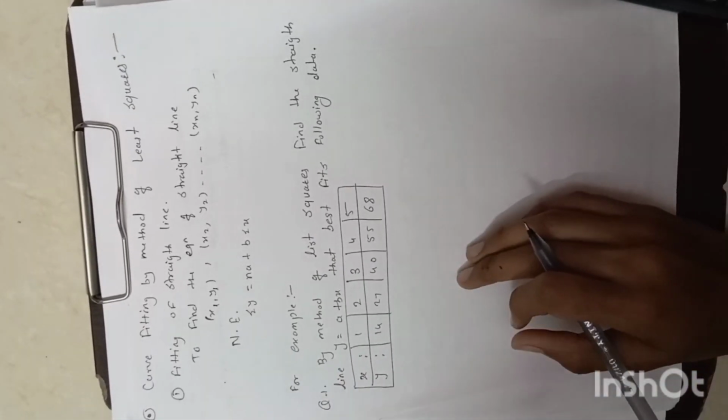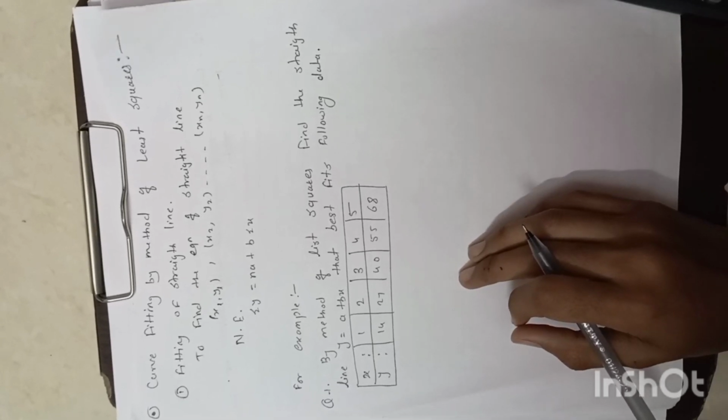Today I will explain how curve fitting works by the method of least squares. There are three types of curve fitting: fitting of a straight line, fitting of a second degree parabolic curve, and the third one is the fitting of an exponential curve. These are the three types of curves. First one is the fitting of a straight line.